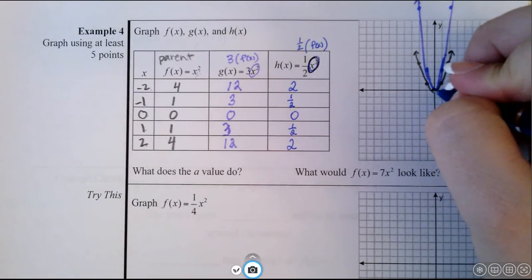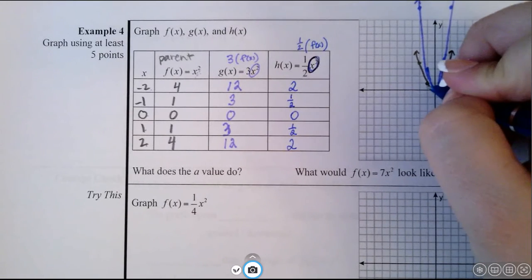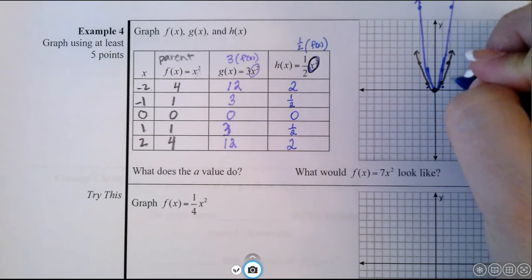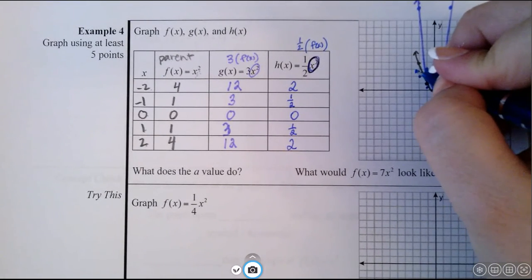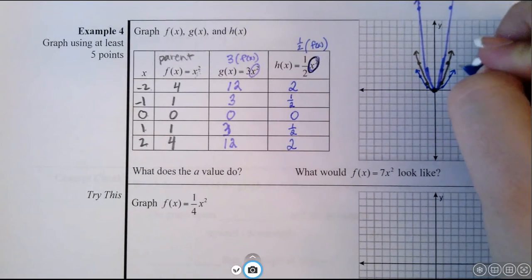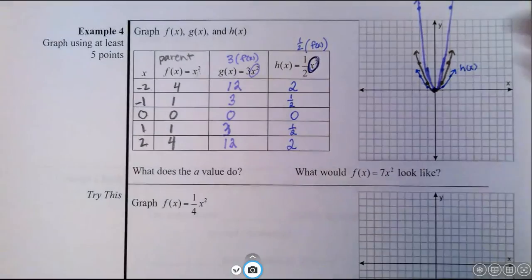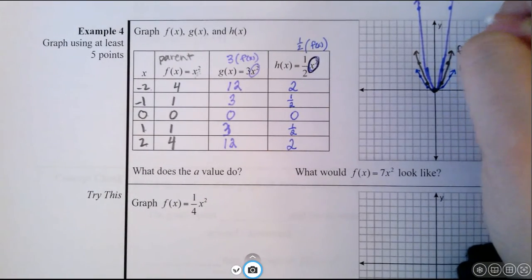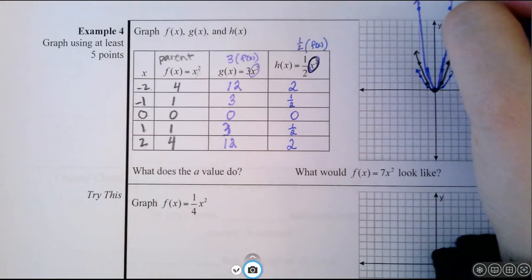So again, we have 0, 0. We have 1 and negative 1, 1/2. 2 and negative 2, 2. So this graph is something like this. Here's h of x. Here's f of x. And here is g of x.